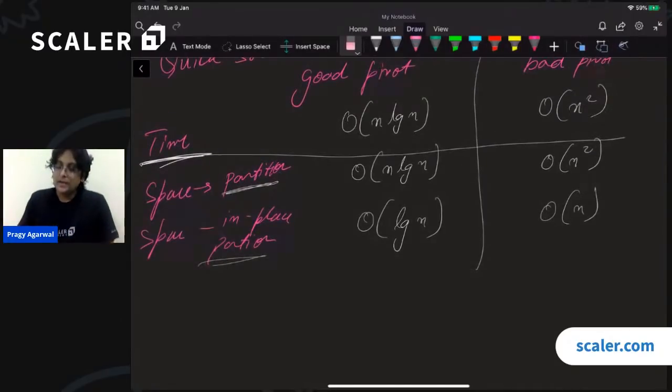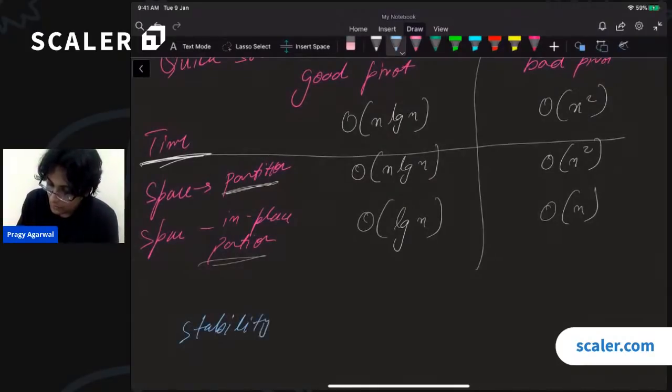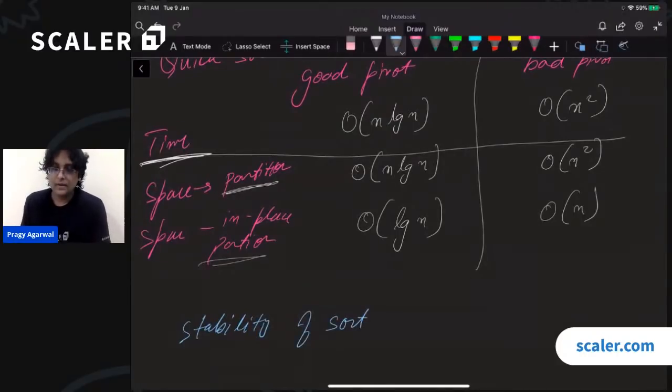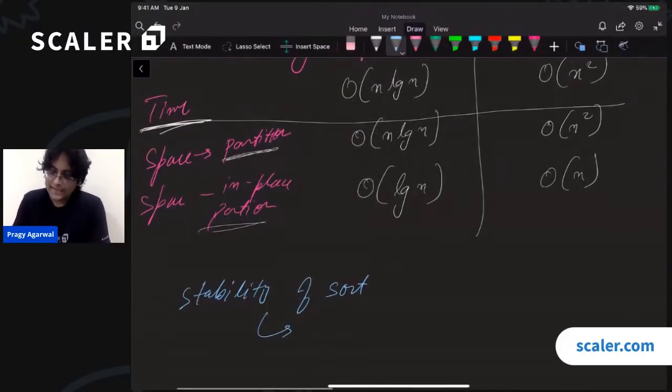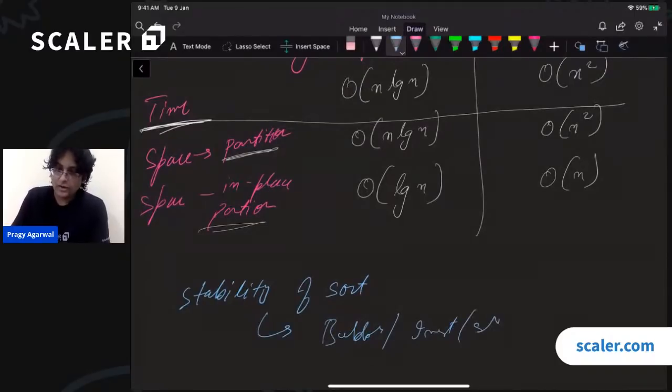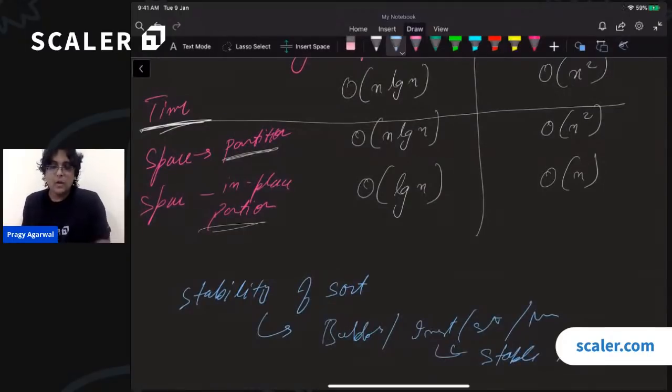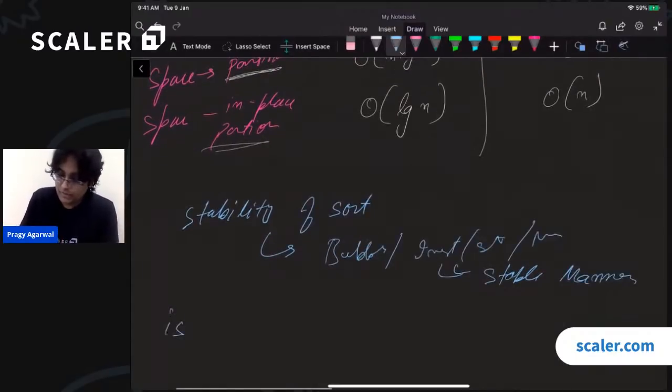Now there's a catch though. How many of you are aware of this thing called the stability of sort? We know that things like bubble sort, insertion sort, selection sort, and even merge sort can be implemented in a stable manner. What about quicksort? Is quicksort stable or is quicksort not stable?